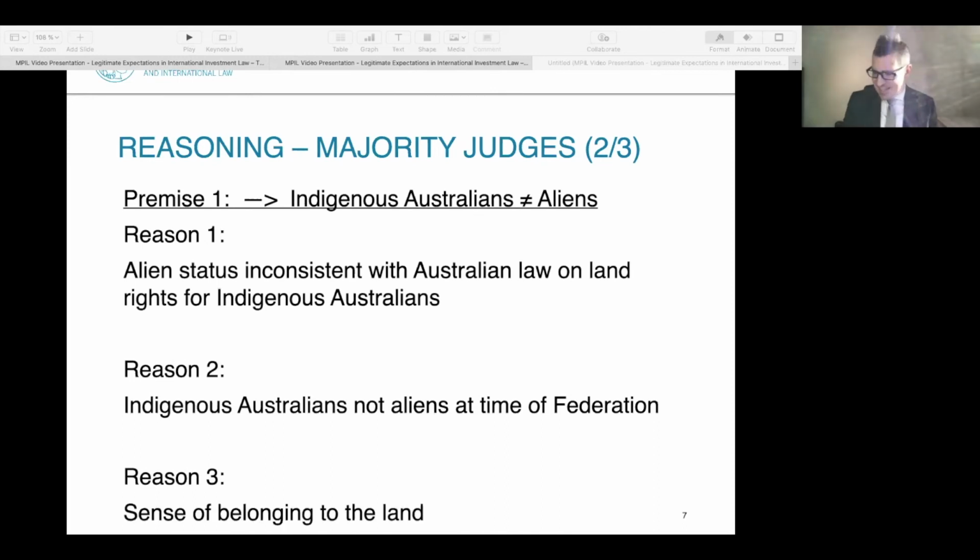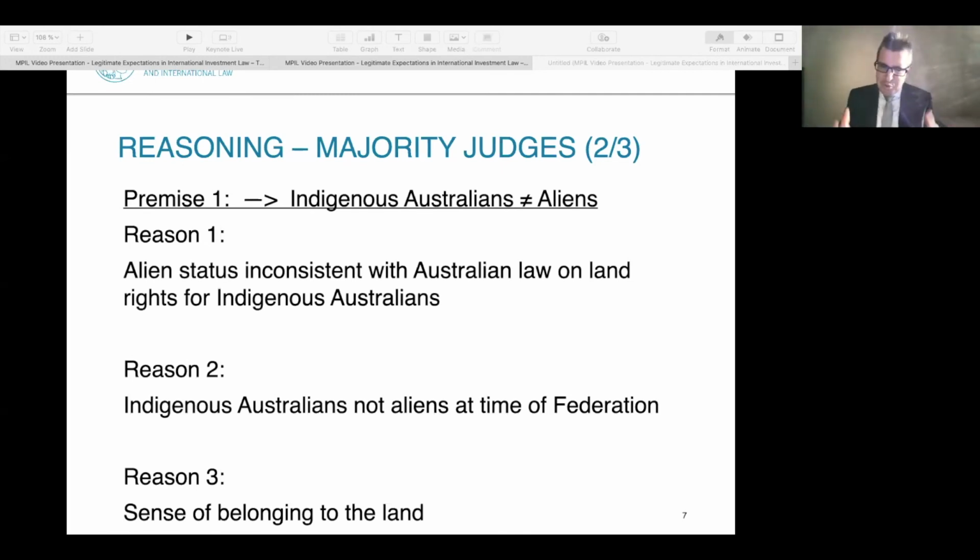Third reason, and I think this is the most important one out of all of them, the majority judges said there is a sense of belonging to the land that Indigenous Australians have that other people do not. So how did they get to this?